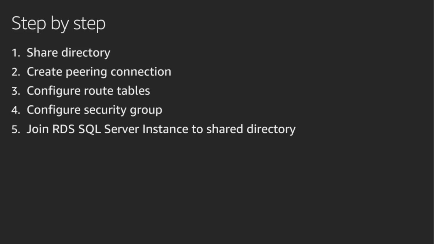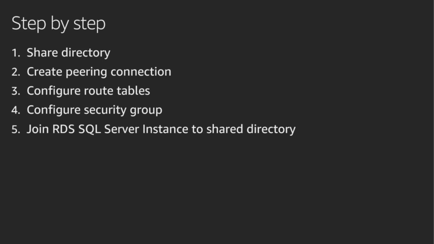Then we're going to create a peering connection. Since we're talking about two different VPCs, most of you are probably already aware that there are multiple ways to achieve communication between two different VPCs. One of the ways, and this is something we're going to do during our demo today, is establishing a peering connection. There are other options such as transit gateway, but that's not going to be a focus of this discussion.